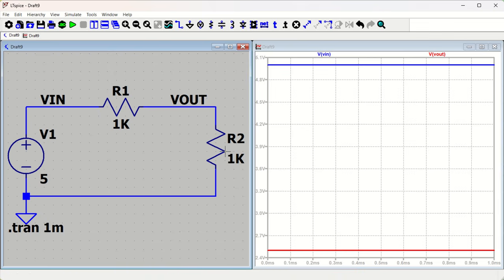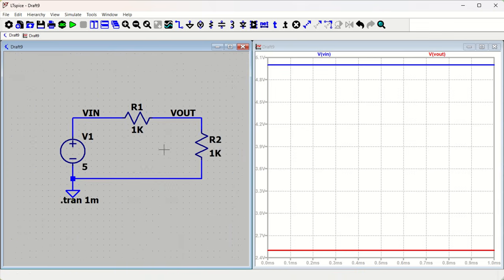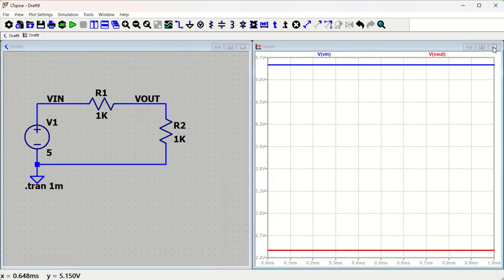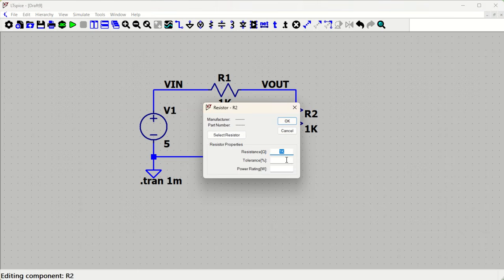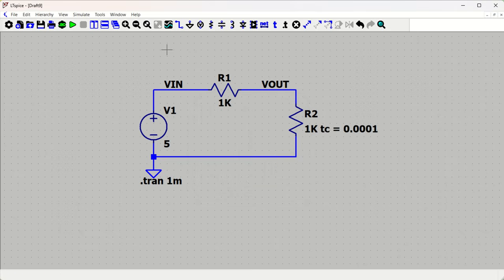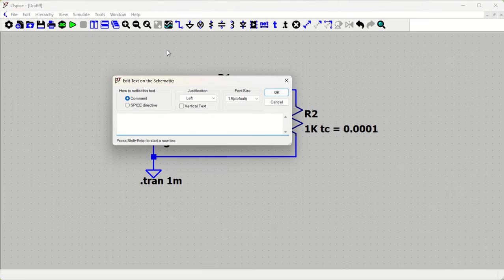Now I'm going to write the temperature coefficient on one of the resistors. Let me just remove this and keep it bigger. Go to this particular resistor, right click it and put the value of TC as well. Give a space, put TC equal to 0.0001. Let us say 100 ppm I am going to put. I am going to put T for text, TC equal to 100 ppm.